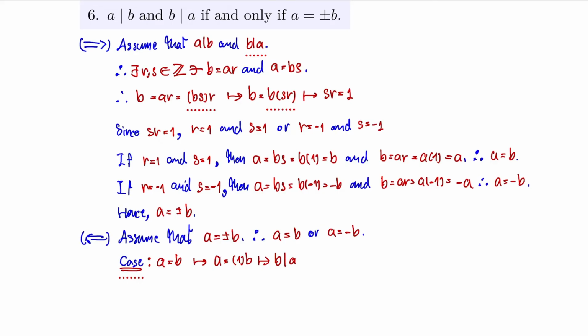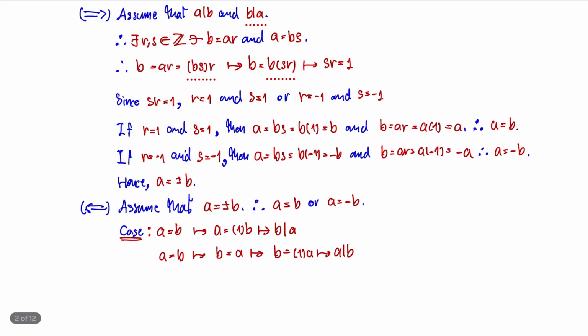Okay, or you might have, from A equal to B, you can have B equal to A. That means that you may have B equal to 1 times A. So we gotta have A divide B. Okay, in the first case.